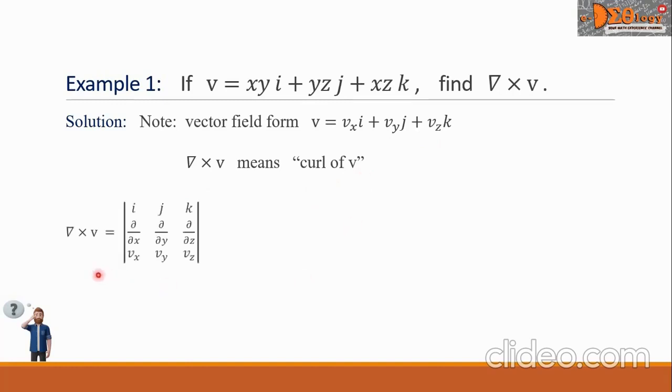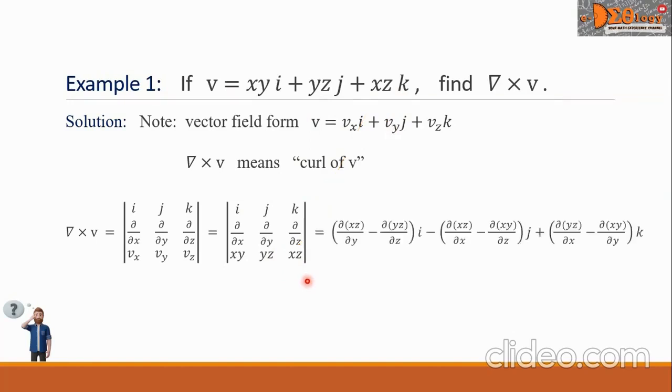Now let us write the formula of the curl of v. This is with respect to the 3 by 3 matrix. Now let us substitute the elements on the third row, which means the v sub x is the coefficient of i. So we write here xy. The v sub y is the coefficient of the j. So we write here yz. The v sub z is the coefficient of the component k. So we write here xz.